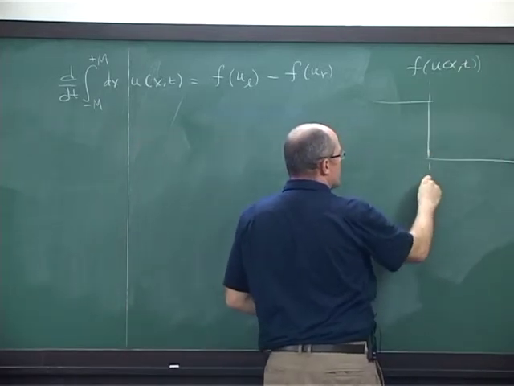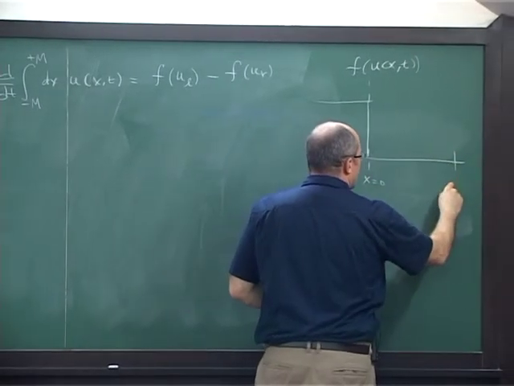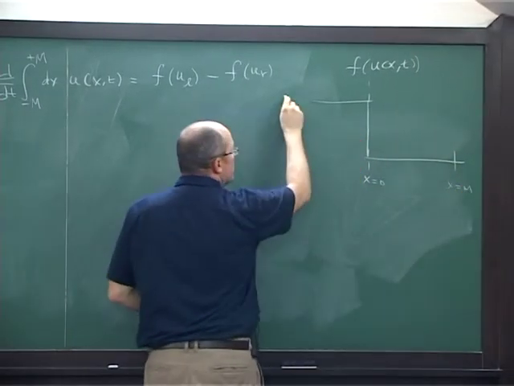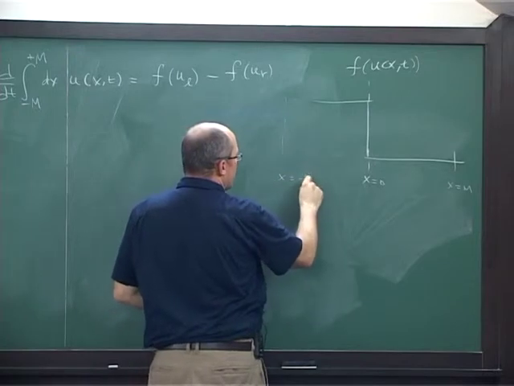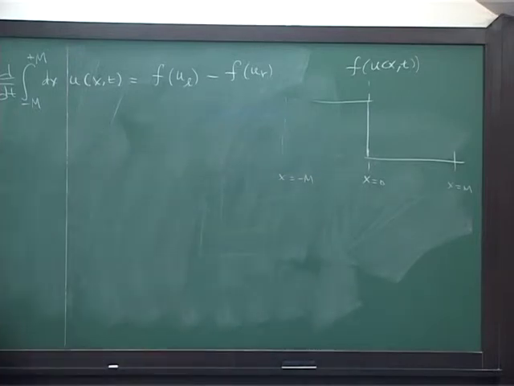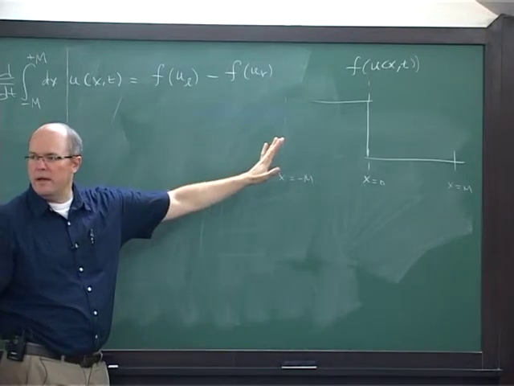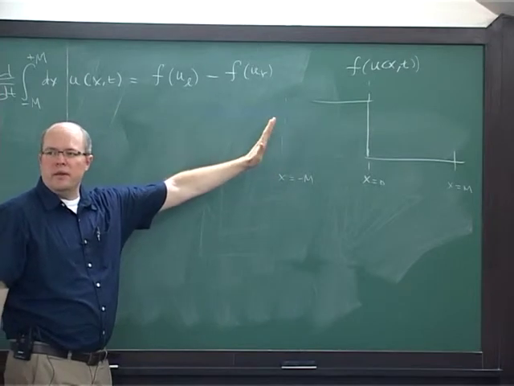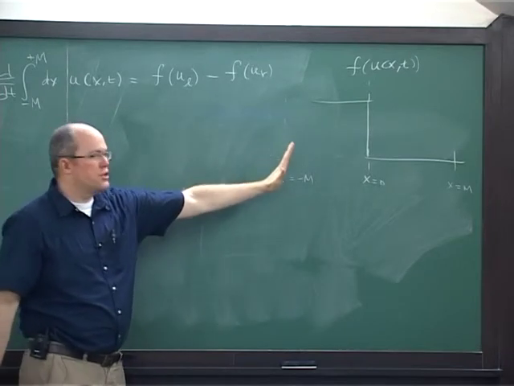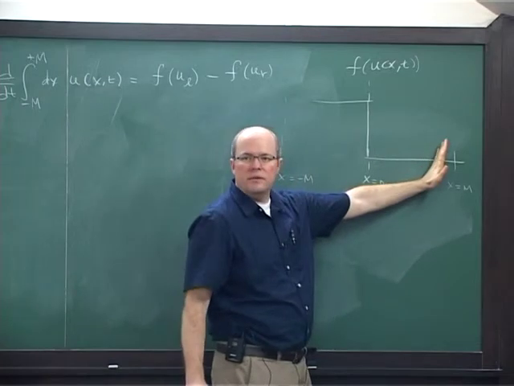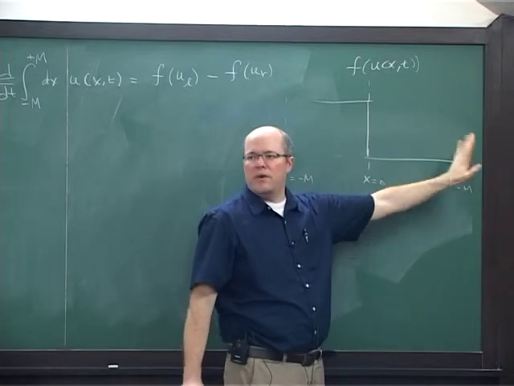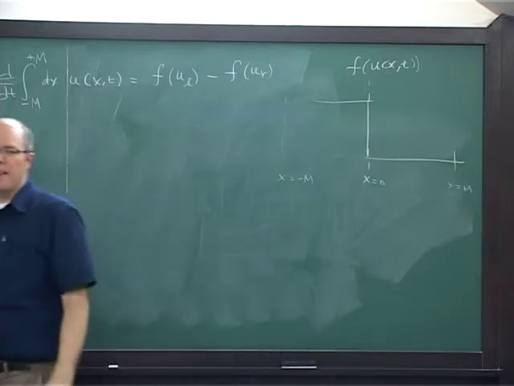This is the initial position, x equals 0, and I'm integrating from x equals minus m to plus m like that. I'm going to put m so far away that the shock wave has not reached the end of my volume yet. So m can be far, far away. It can be big.